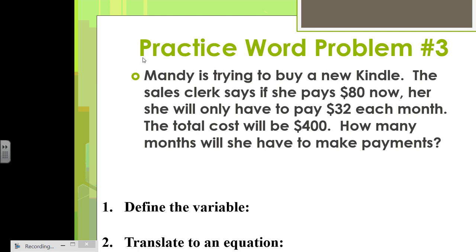What about this one? Mandy is trying to buy a new Kindle. The sales clerk says if she pays $80 now, she will only have to pay $32 each month. That's her monthly payment, and the total cost will be $400. How many months will she have to make payments? Go ahead and see if you can write the algebra for this, and let's see if we write the same solution set.